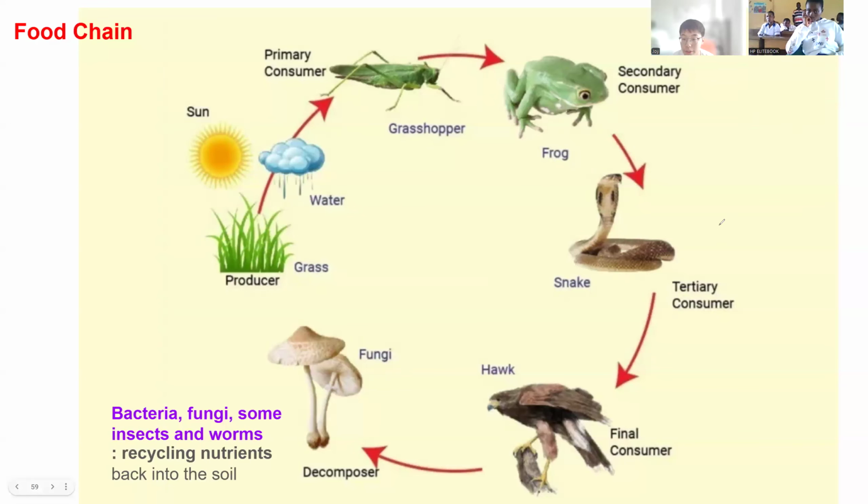So you can say grass. It can even be up. Grasshopper. And it can go like this, like a frog. It doesn't have to be in a circle. But this generally shows what eats the other one.